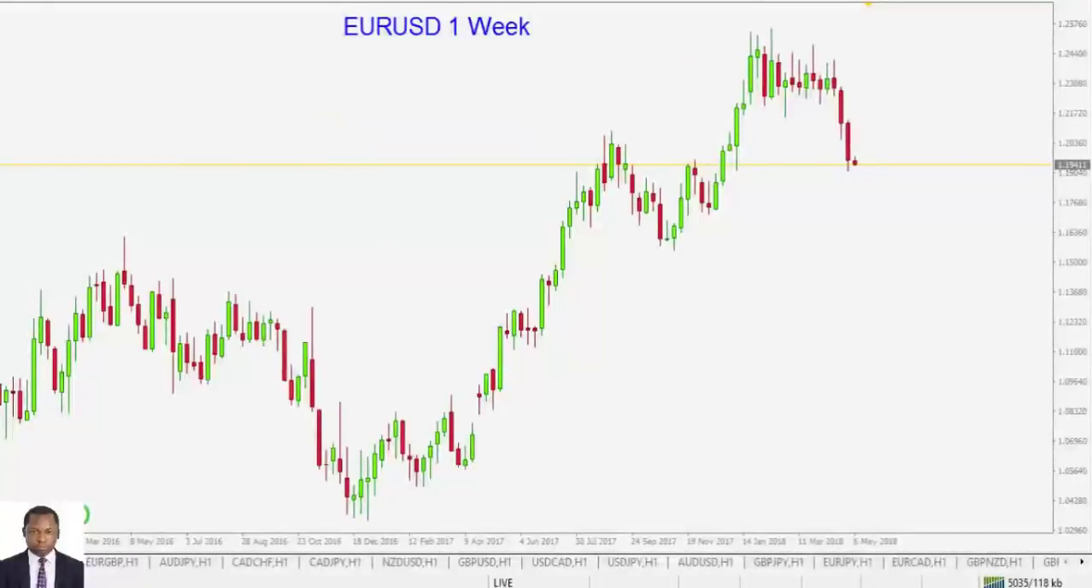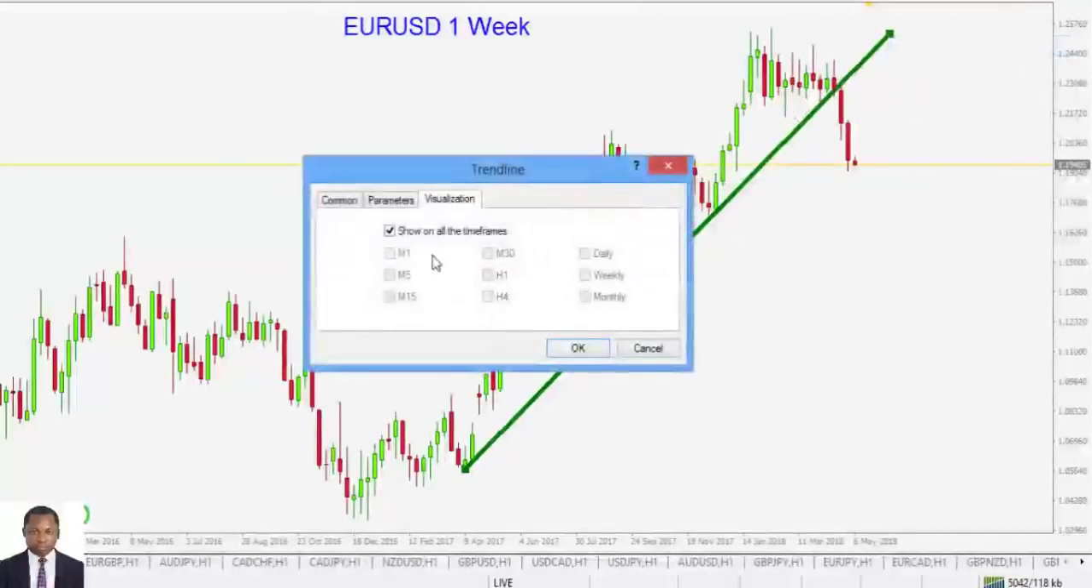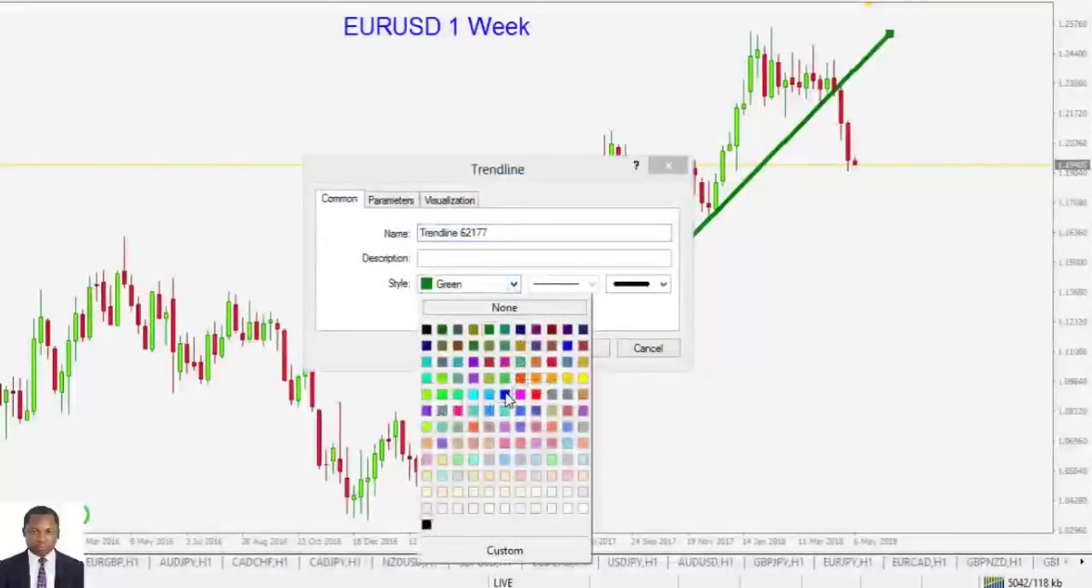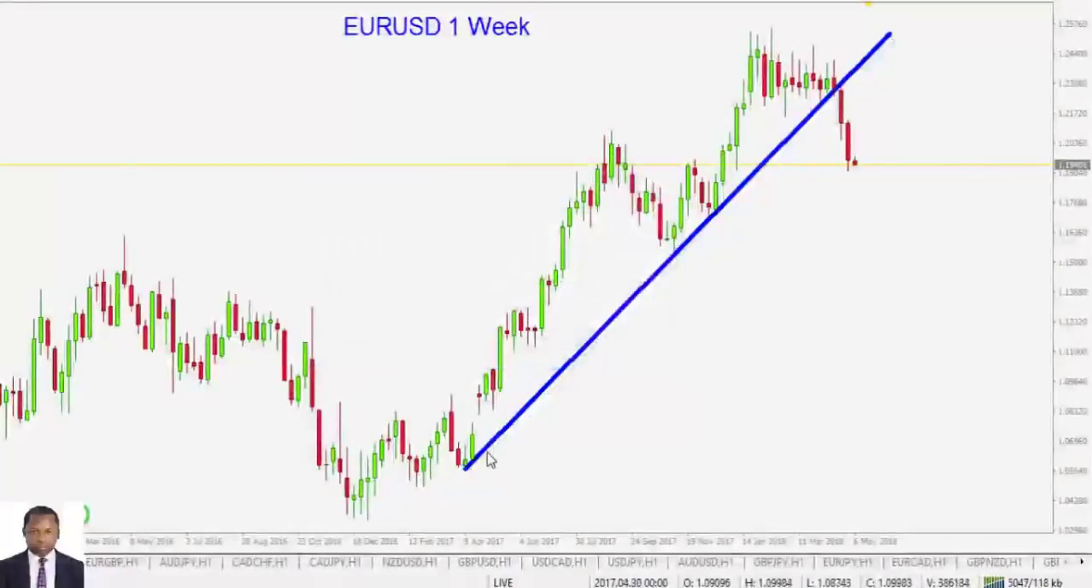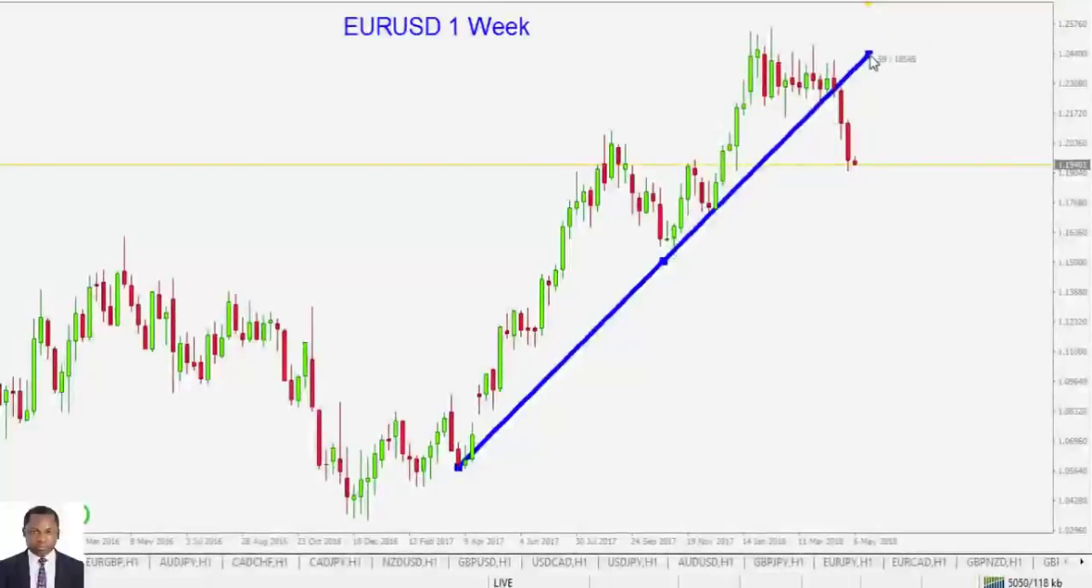All right, in the weekly time frame, we had been in an uptrend with that trend line. Okay, let me just use the standard trend line to draw that. We've been in an uptrend. I'm going to pick that focal point. From that point, change the color of that line to blue. All right, that's the uptrend line.